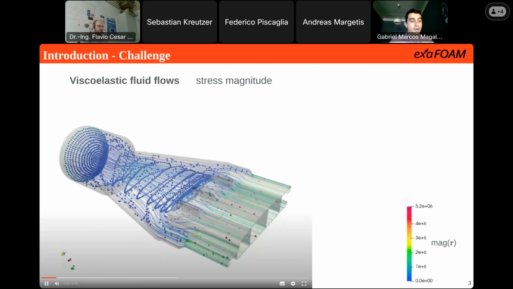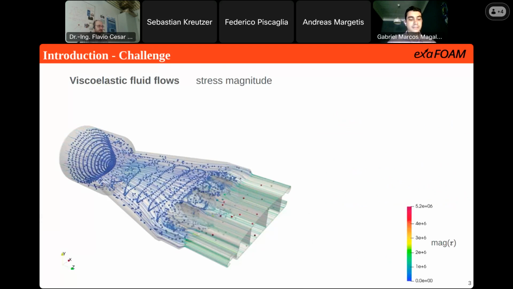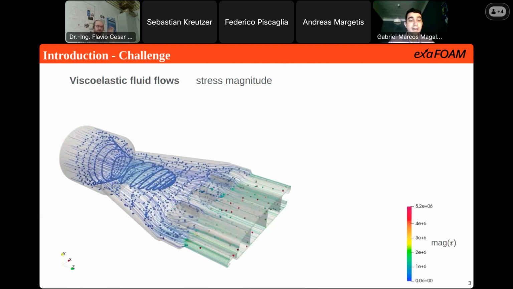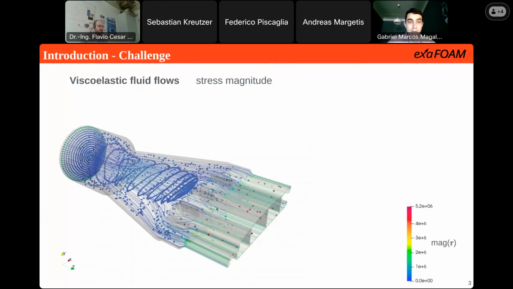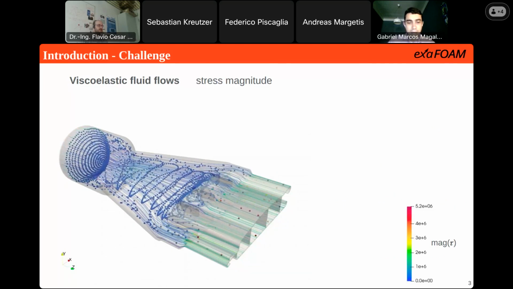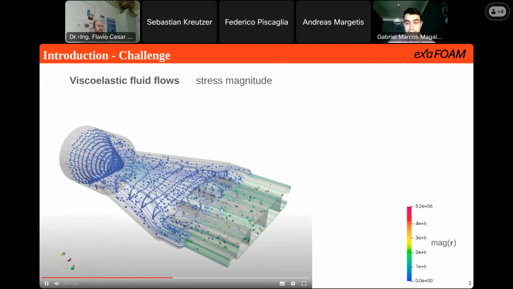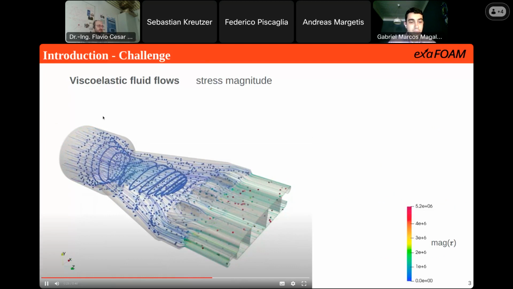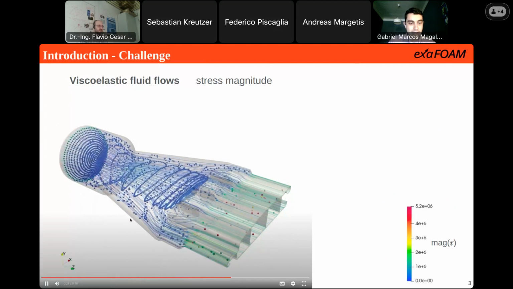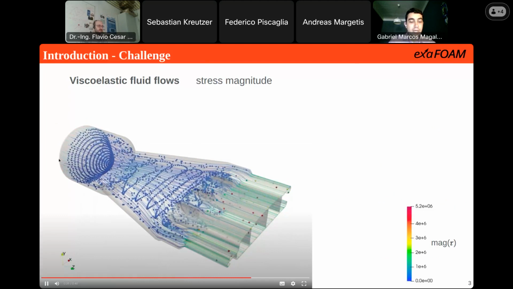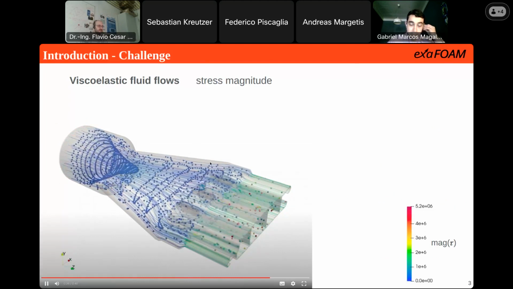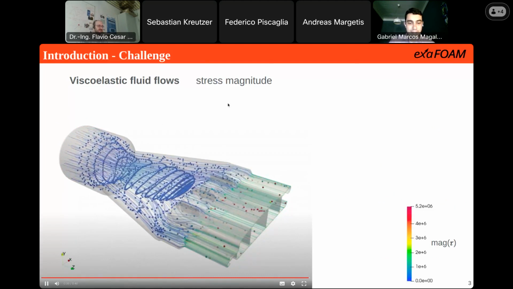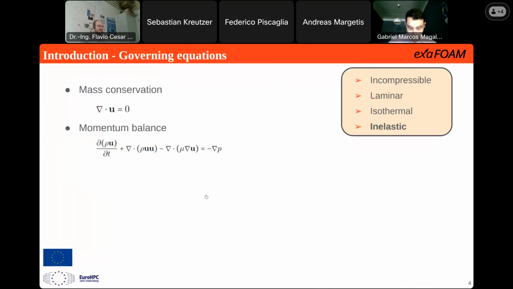Here, our focus is on the viscoelastic fluids. This is an animation of a real case representing an extrusion process. And the particles are colored by the stress magnitude. So it's possible to observe that in this initial region, we have a lot of blue particles, meaning that here we have low values for the stress magnitude.